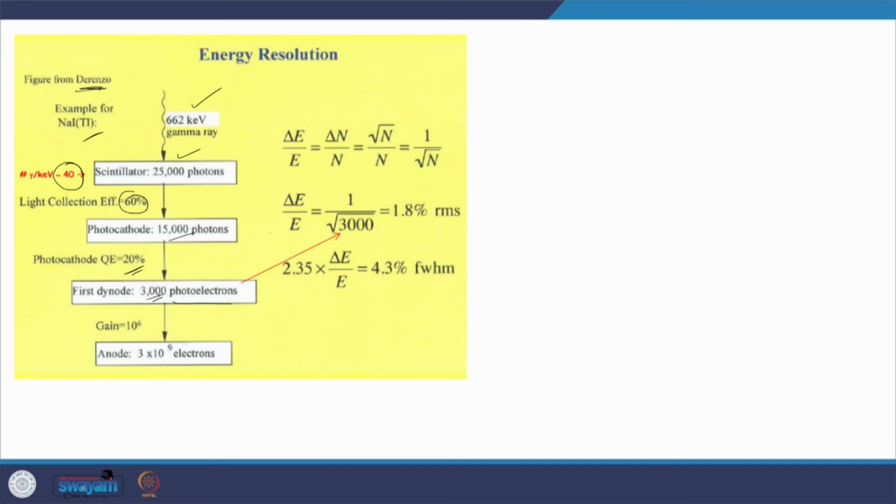3000. Considering the gain of the PMT as 10 to the power of 6, then at the anode you are getting 10 to the power of 9 electrons. Okay. And here this 1 by square root of n, with n as 3000, is giving rise to delta E by E, and multiplying with 2.35 you are getting 4.3% full width at half maximum.